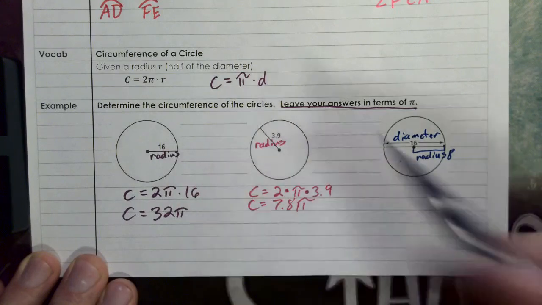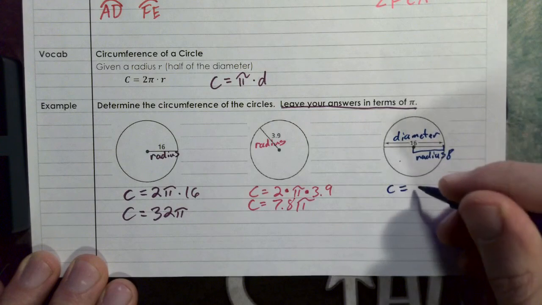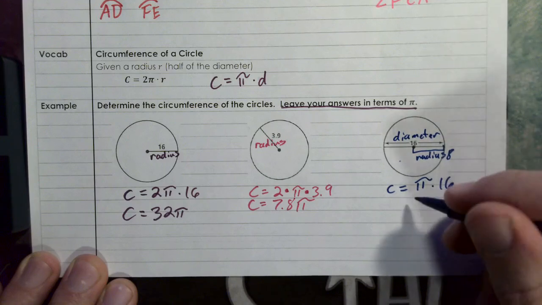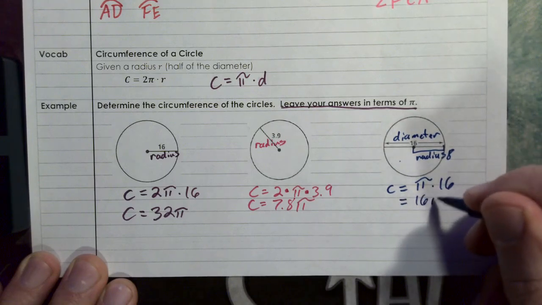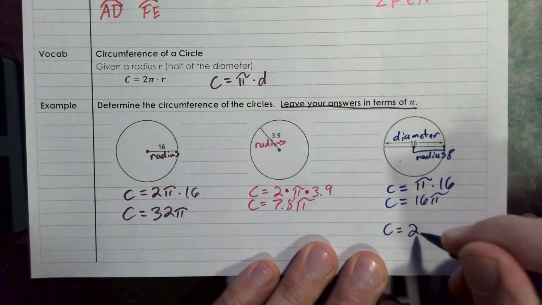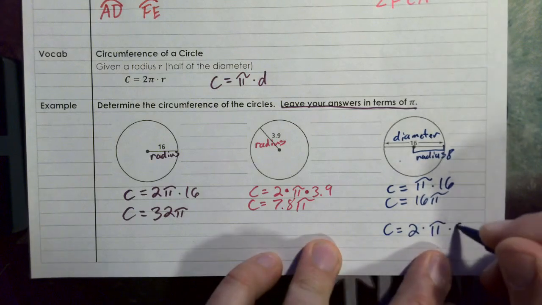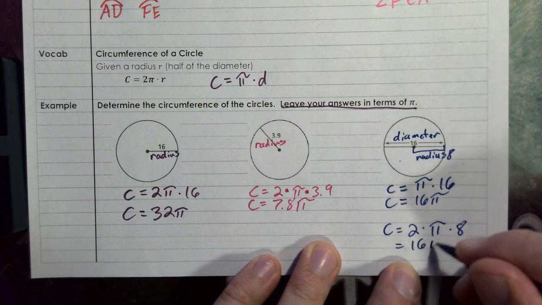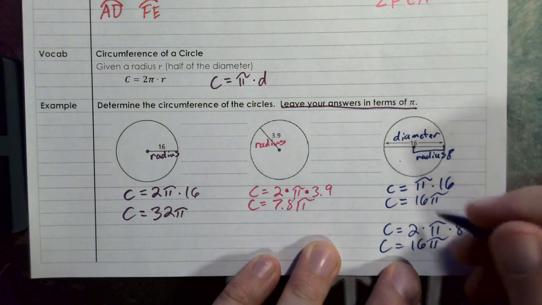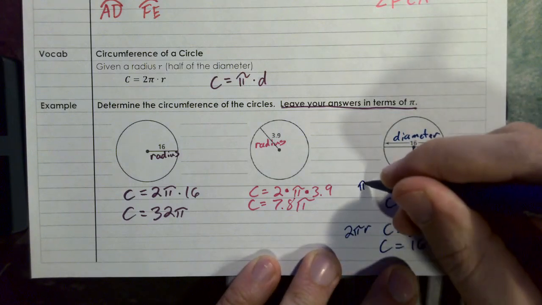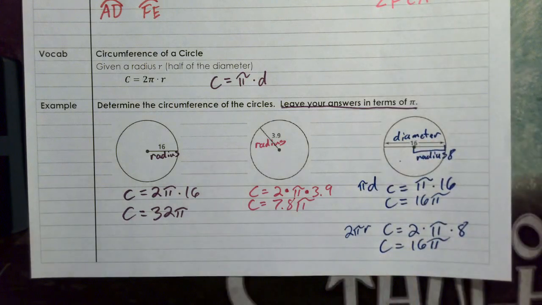If I use the diameter that I was given, circumference is just going to be pi times 16, which is just 16 pi. Done. If I use the radius instead, it would be 2 times pi times our radius, which is 8. 2 times 8 is 16 again. So we get the same answer if we're using our 2 pi r or our pi d formula. We get the same answer either way.